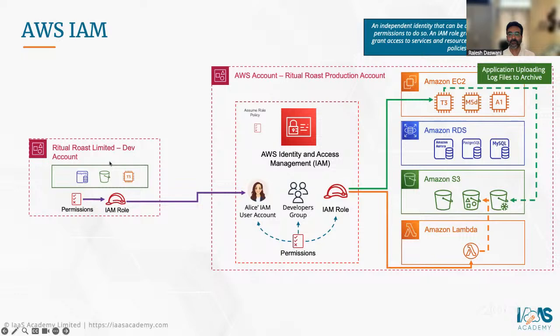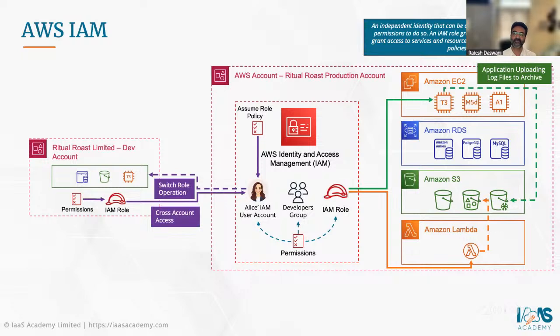And by doing so, Alice can now be granted the ability to assume this role. So Alice will need permissions to assume the role. That's all she needs. And then she can go ahead and actually access the resource in the dev account by performing what's known as a role switch operation and performing a cross-account access action.